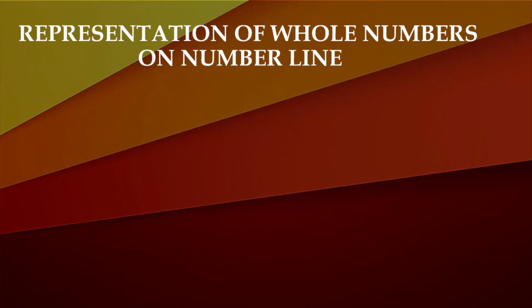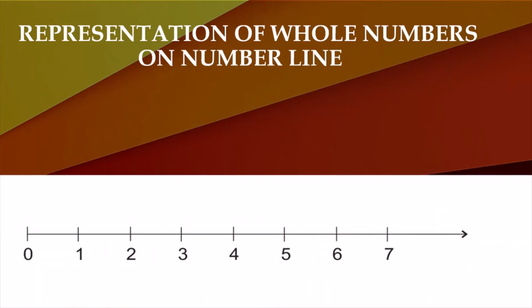Here you can see a number line whose initial point is 0, and all the numbers 1, 2, 3, 4, 5, 6 and 7 are equally spaced, and the distance between any two consecutive points is called unit distance.